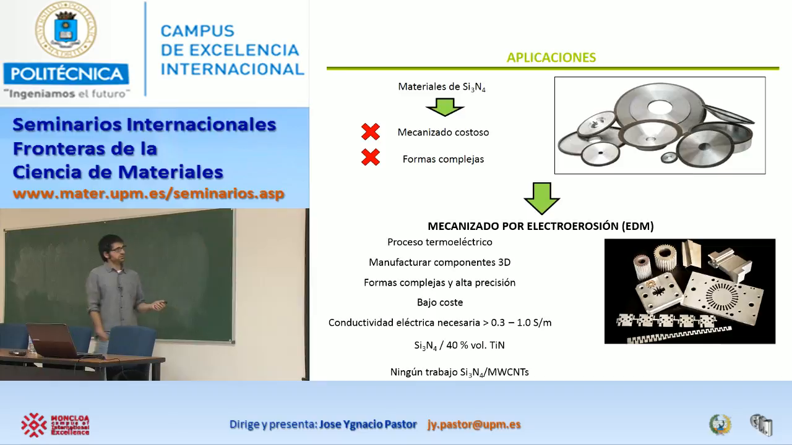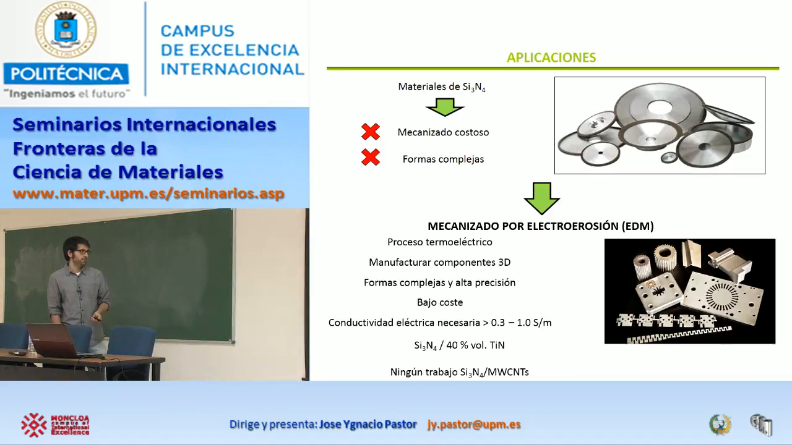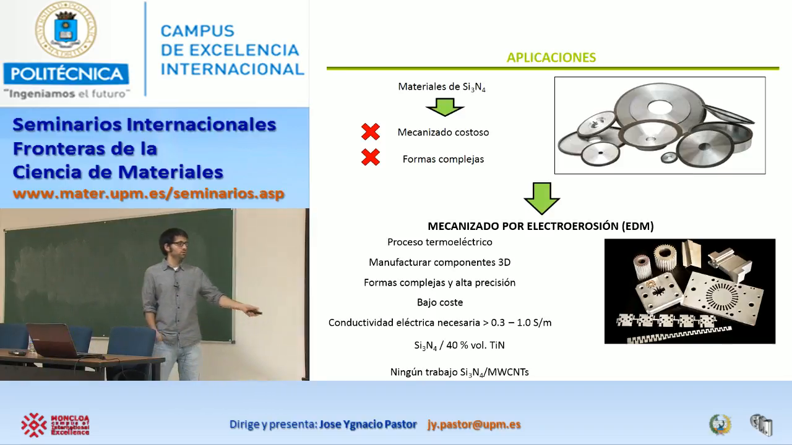Typically, when companies want to machine silicon nitride, what they do is add 40 volume % of titanium nitride. 40%. Okay. Well, this is the solution that they found. And just to mention, the minimal electrical conductivity that you need for this EDM is in these values. That is perfect because we surpass these values.